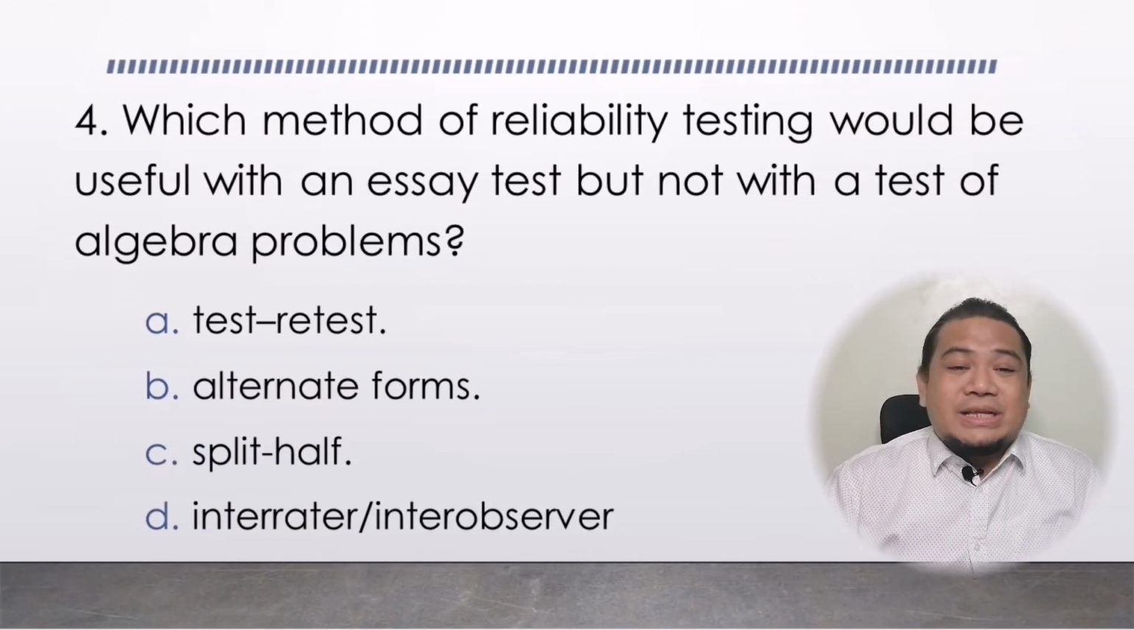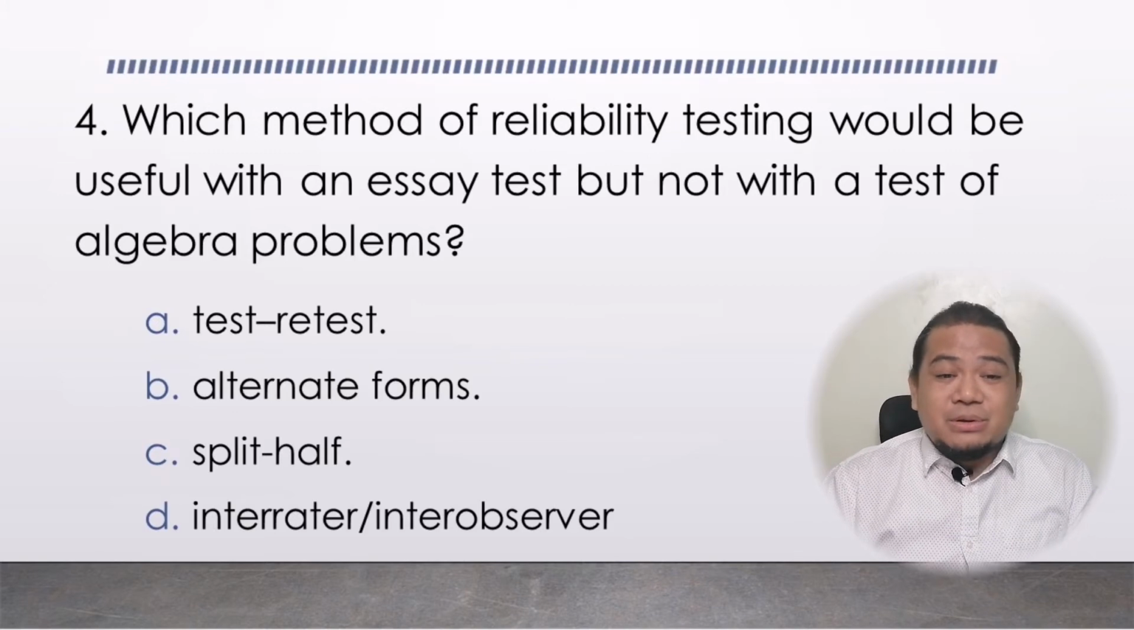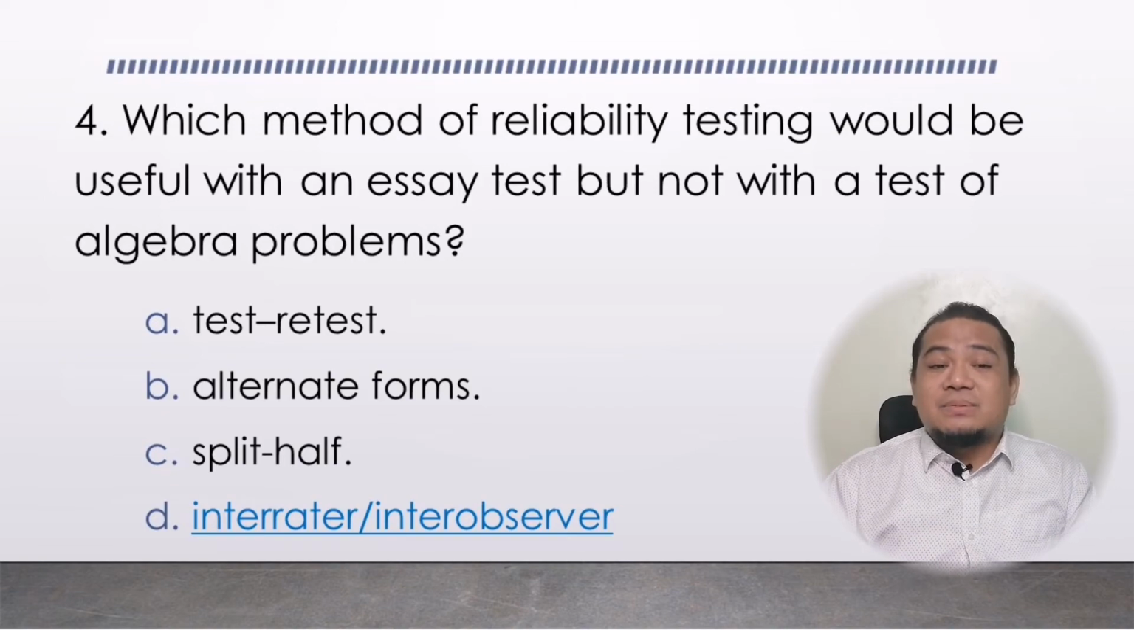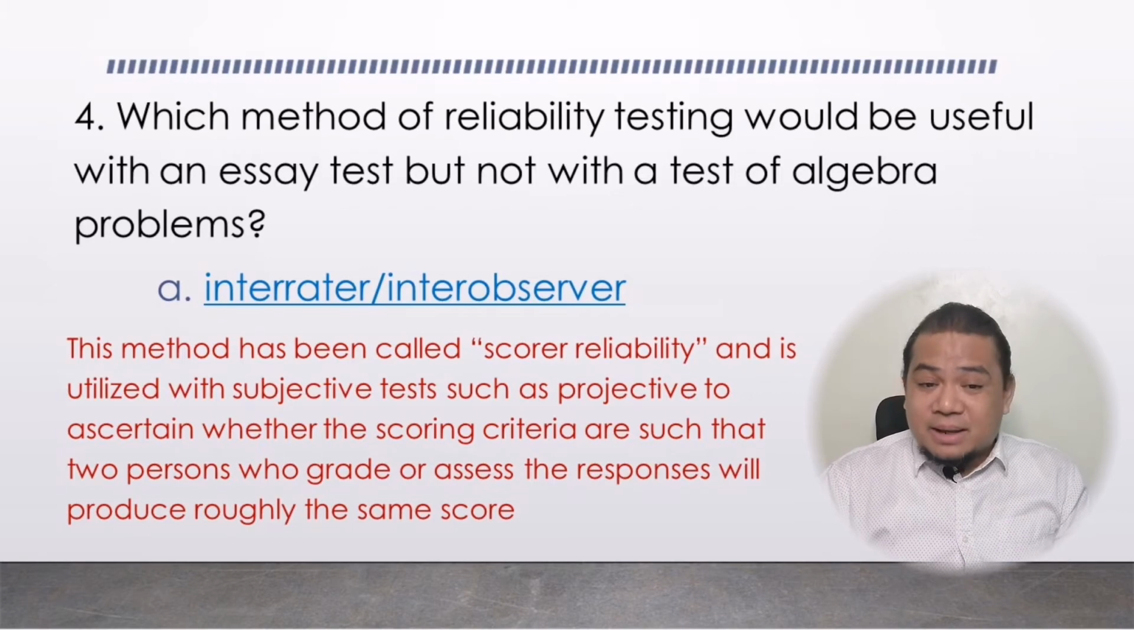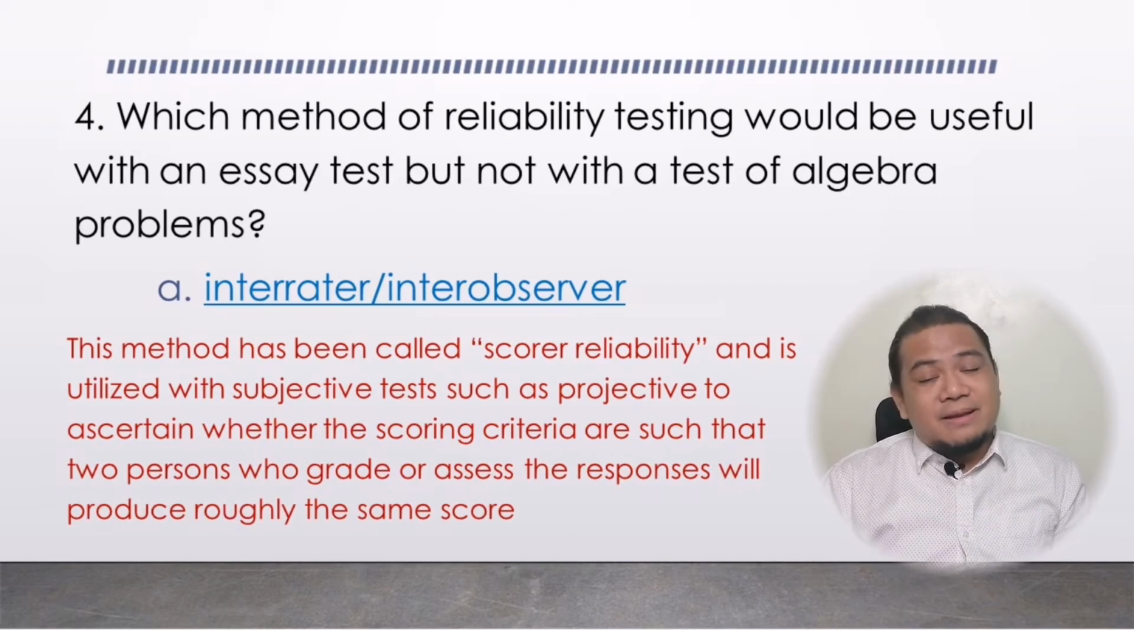Number 4, which method of reliability testing would be useful with an essay test but not with a test of algebra problems? And the answer is letter D, inter-rater or inter-observer. Using choice D, several raters assess the same performance. This method has been called scorer reliability and is utilized with subjective tests such as projectives to ascertain whether the scoring criteria are such that two persons who grade or assess the response will produce roughly the same scores.